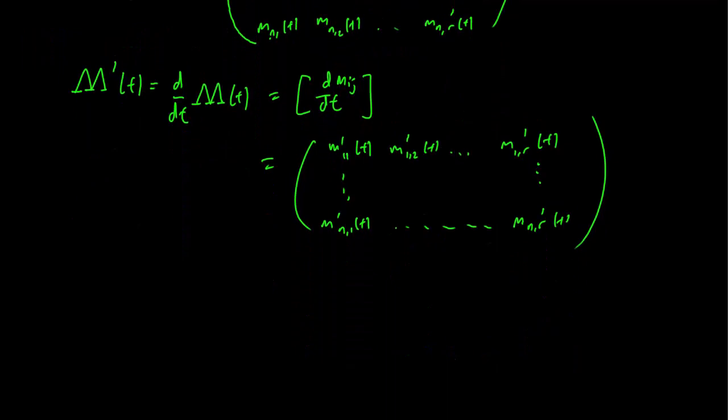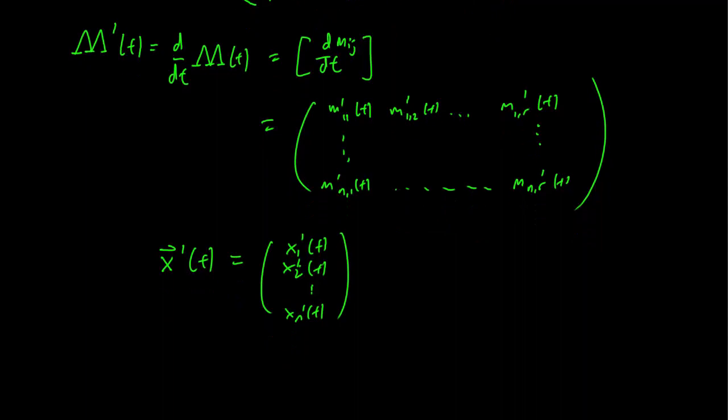We also write sometimes that vectors have derivatives, and that works similarly. So we have x1 prime, x2 prime, and xn prime. Just take every derivative in every component.